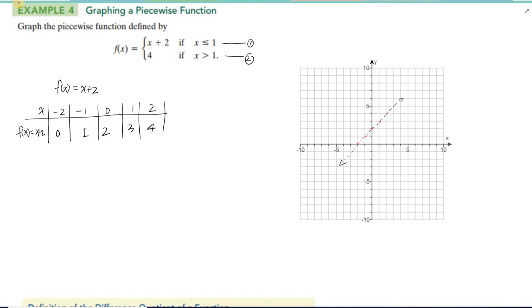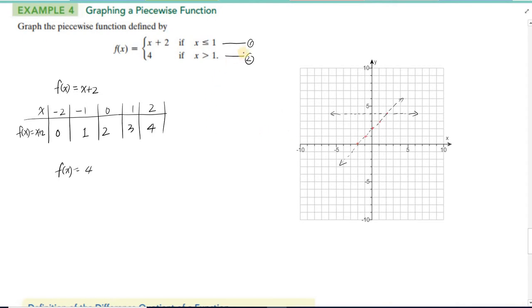So for the second equation, f of x equal to 4, that's just a horizontal line, right? That's just the same thing as y equals 4. So all you have to do is just draw a line right here. So it's a horizontal line. You didn't have to plug in any points in this case. You just memorize this: y equals a number just gives you a horizontal line. So that is how you graph it without learning anything about piecewise functions.